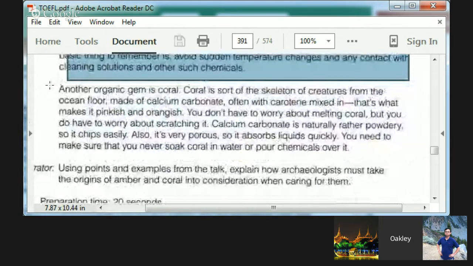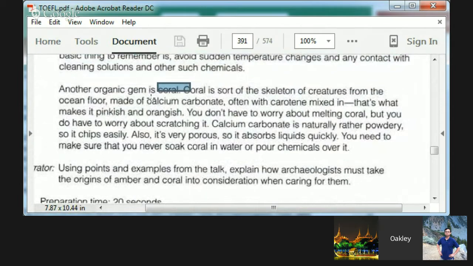So I'm certainly not making sentences. At the most, two-word phrases. All right, coral: I might write calcium carbonate. I think the first time I tried this, I did write that down. Porous is a great keyword to write down. I think you actually used that. And then you need to make sure at the very end you never soak coral in water or pour chemicals.